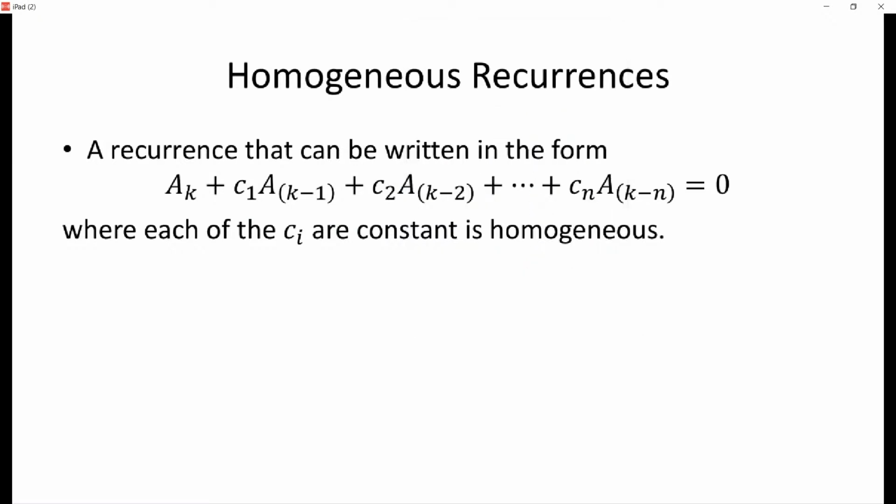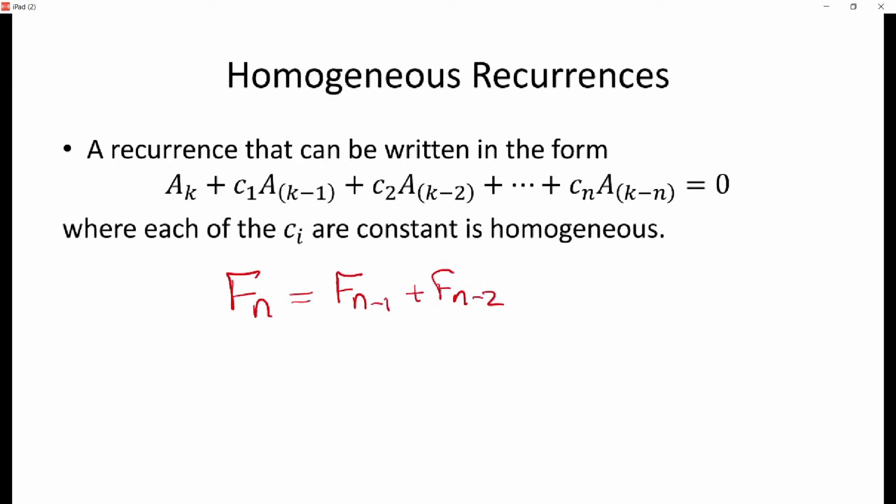Okay, let's do this. So what does all this mean? I know it looks like a mess. So here's what it means. We have the Fibonacci numbers. The Fibonacci numbers is the previous one plus the previous one 2 times ago. So those are the Fibonacci numbers.